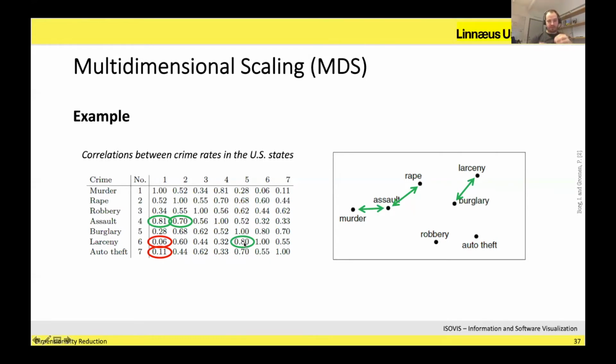They're very correlated. And then you see in the map that murder and assault are close to each other, rape and assault are close to each other, larceny and burglary are also close to each other, which is what you expect to see in an MDS map. If the original values were highly correlated, or just highly related in whatever distance you decided to measure, in this case correlation, could be Euclidean, they should be close together in the map.